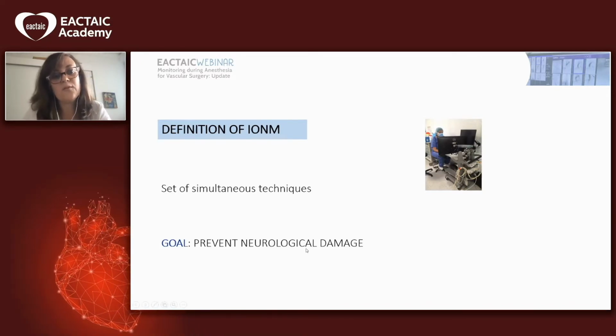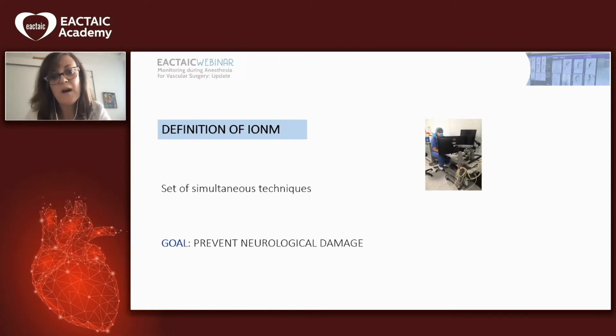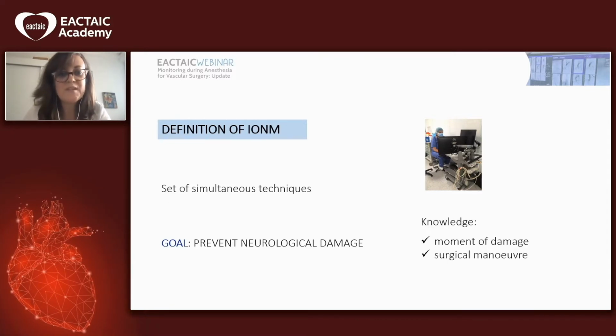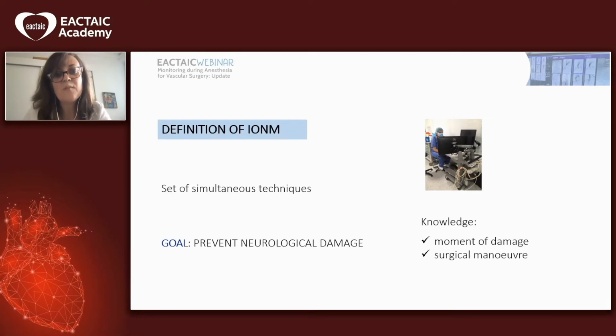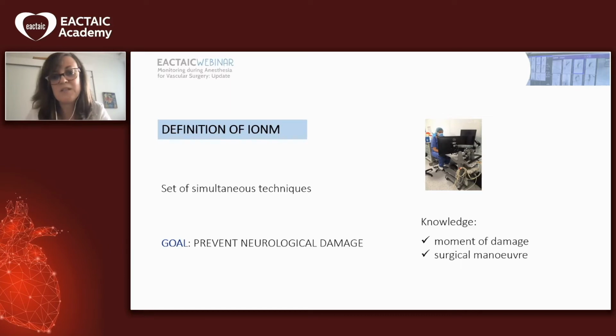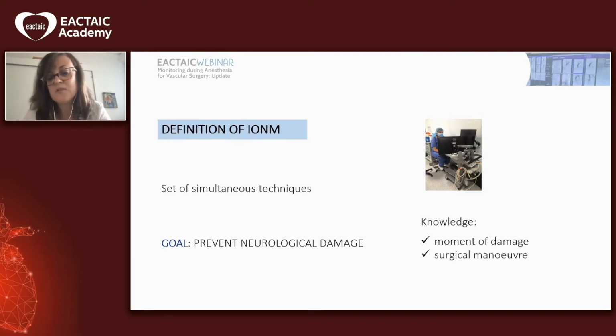The goal of IOM is to prevent neurological damage before it becomes irreversible, but sometimes we are not on time to prevent this damage. At least IOM allows us to know exactly the moment when the changes became apparent. And if we tell the surgeons, they should know what they were doing when these changes appeared. So maybe we can figure out what the causes of this damage are.